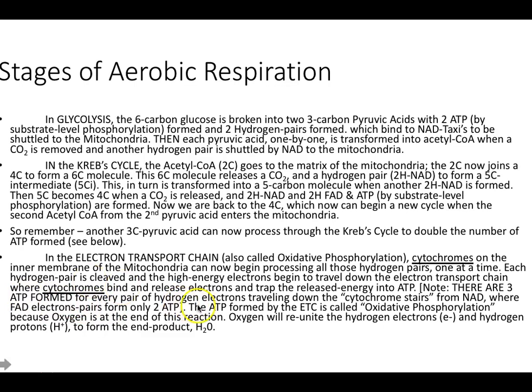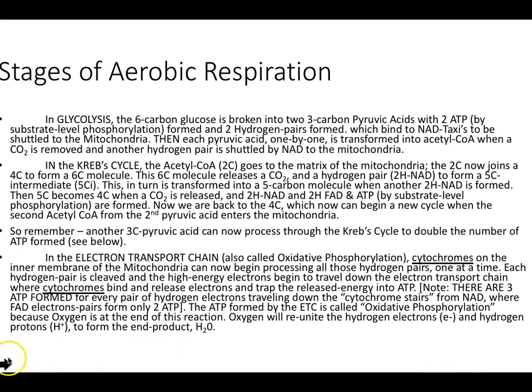All right, so the ATP is formed by the electron transport chain. It's called oxidative phosphorylation because oxygen, that's the oxidative, oxygen is going to be at the end. The oxygen will reunite the hydrogen electron, the hydrogen proton, and along with the oxygen, you make the end product of aerobic respiration, which is H2O, or water.